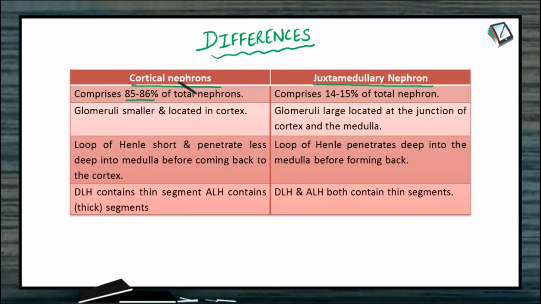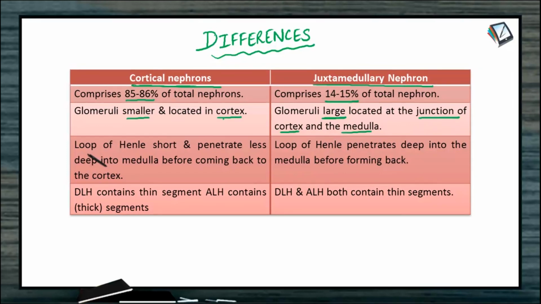Coming to the differences between cortical nephrons and juxtamedullary nephrons. Cortical nephrons comprise 85 to 86% of the total nephrons, so cortical nephrons are more in number, whereas juxtamedullary nephrons comprise 14 to 15% of the total nephrons. The glomeruli are smaller and located in the cortex in cortical nephrons, whereas in juxtamedullary nephrons, glomeruli are large and located at the junction of cortex and medulla.